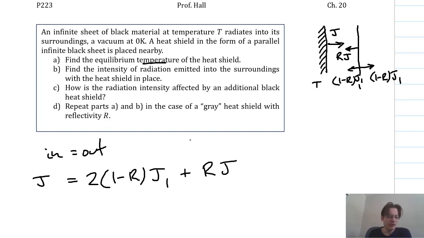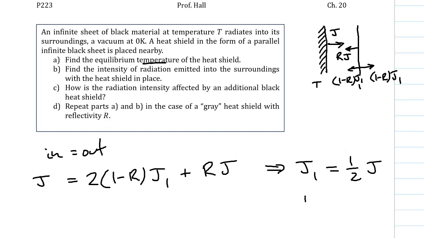So this gives us a solution for J. Remember, J refers to the black body emission. So this tells me that for J1, the R's actually cancel, and I find that J1 is 1/2 J. That's just like before. That implies that, just like before, the shield reaches the same temperature as it does when it's black. This implies that T1 is 1/2 to the 1/4 power times the temperature of the star.